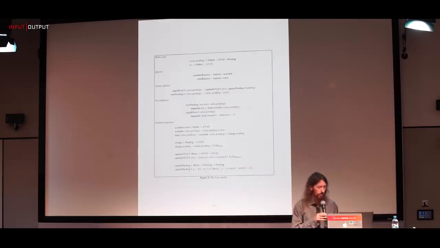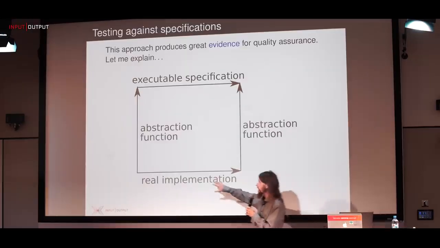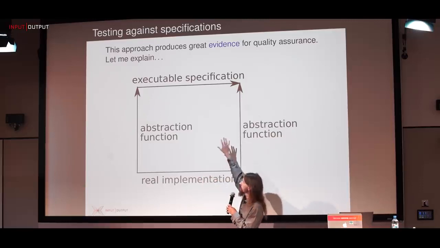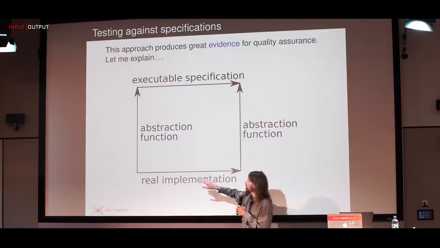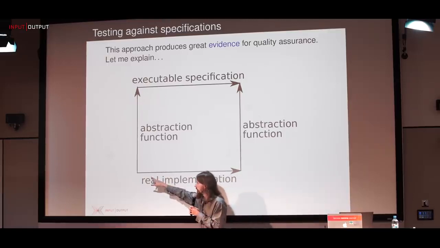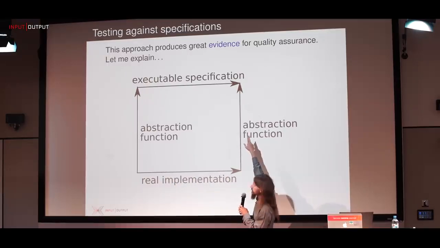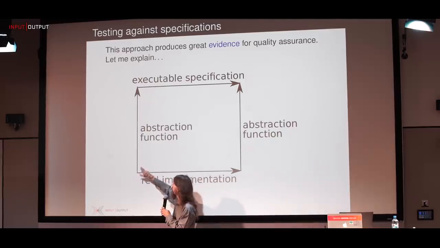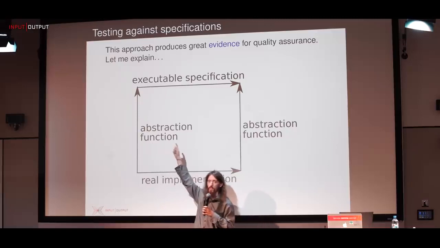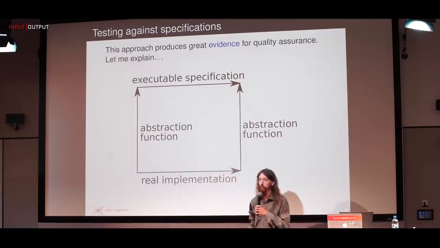So the operations down here have corresponding things in the specification, apply block, new pending. And so then the idea is that you do one here and you apply the abstraction function, you get to another value at the top, or you start at the beginning and you apply the abstraction function first and apply the operations at the level of the abstraction, and you should get the same answer.